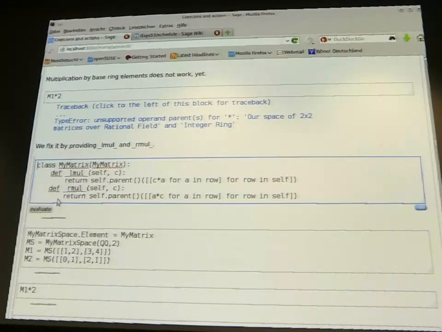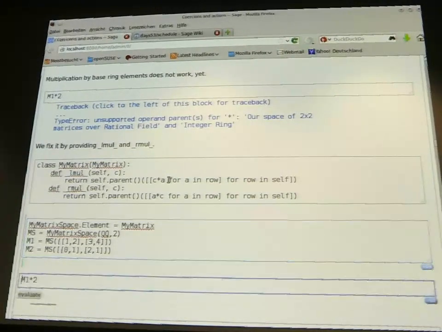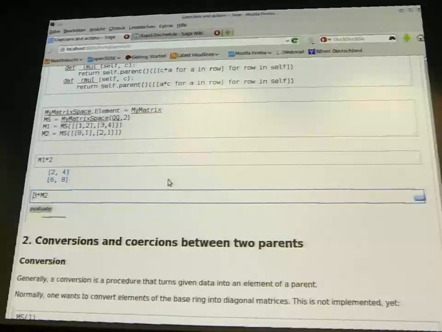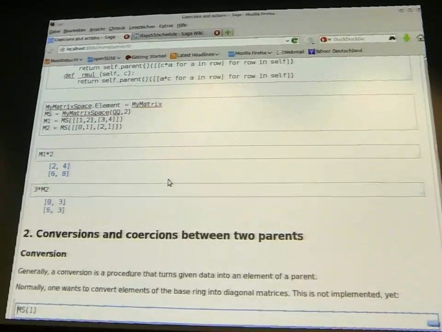So, in other words, we need to provide the single underscore lmul and rmul methods. Okay, easy implementation, simply multiply item for item. Refresh everything, and now we also have a multiplication with the scalars. Okay, so this was about the ring, respectively the module structure, and how to implement it.